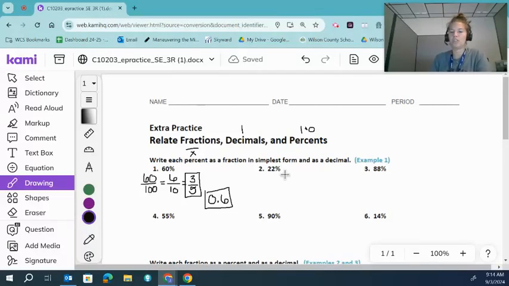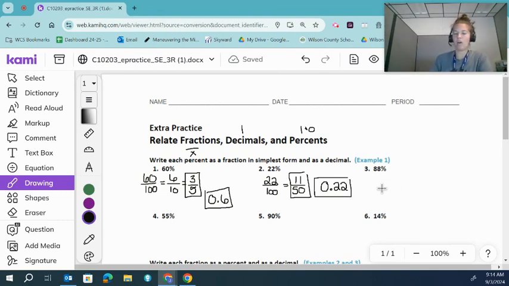We have 22%, so that's 22 out of 100. Again, simplify this. 2 goes into both 22 and 100, so 22 divided by 2 is 11, and 100 divided by 2 is 50. So 11/50ths is my fraction in simplest form. And as a decimal, we would have 22 hundredths, so 0.22. It's in the hundredths place. So this would be my decimal.